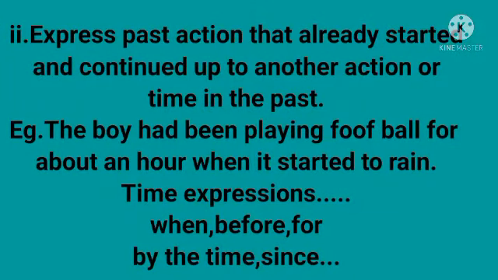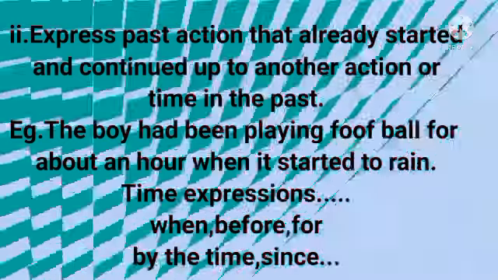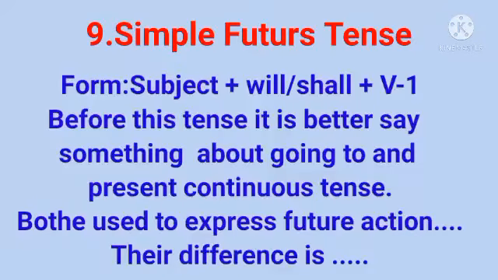የሆነ an action ደግሞ በፊት ተጀምሮ ነገር ግን እስከሆነ past action continue ያደረገን action express እናደርግበታለን ማለት። For example, the boy had been playing football for about an hour when it started to rain. In this case there are time expressions. For example, when, before, for, by the time, and since can be used in this tense. The ninth type of tense is simple future tense. It has a form subject plus will or shall plus verb 1.